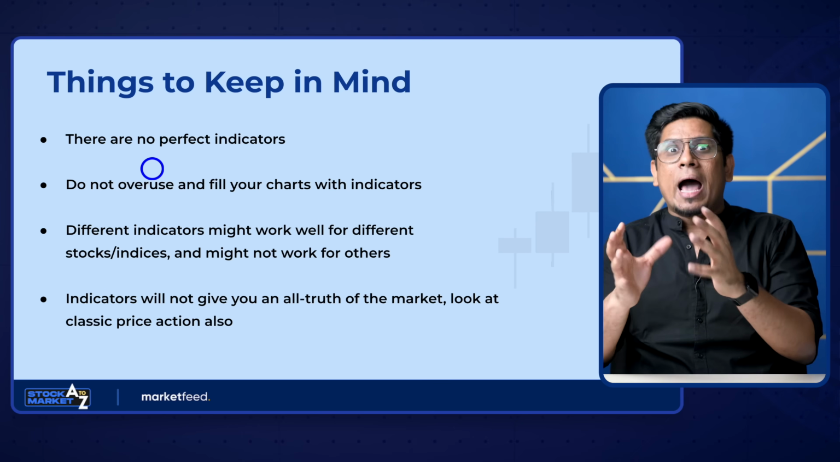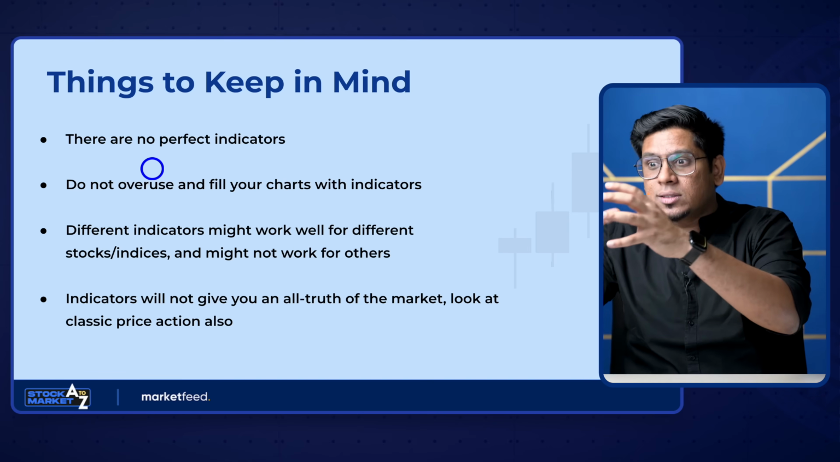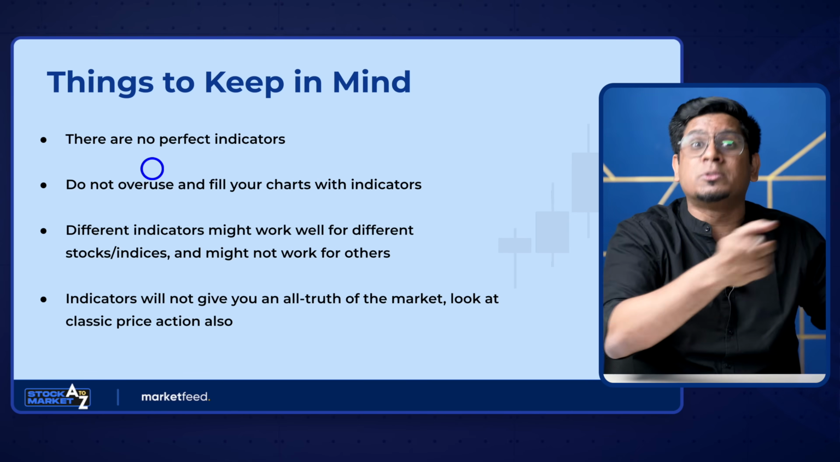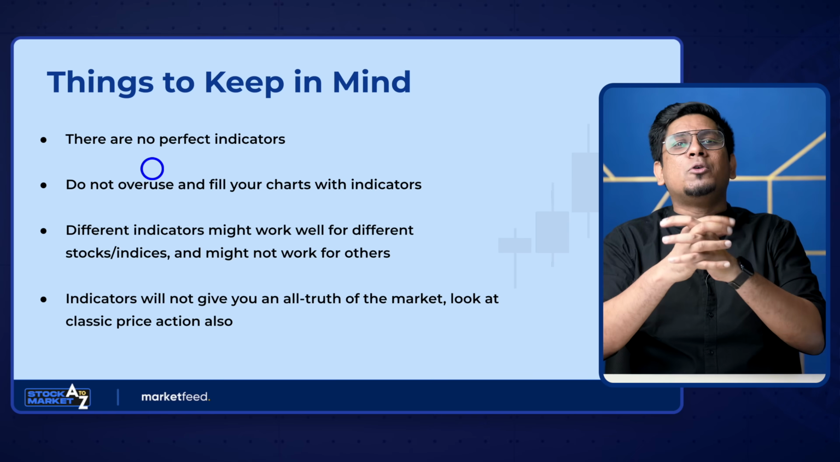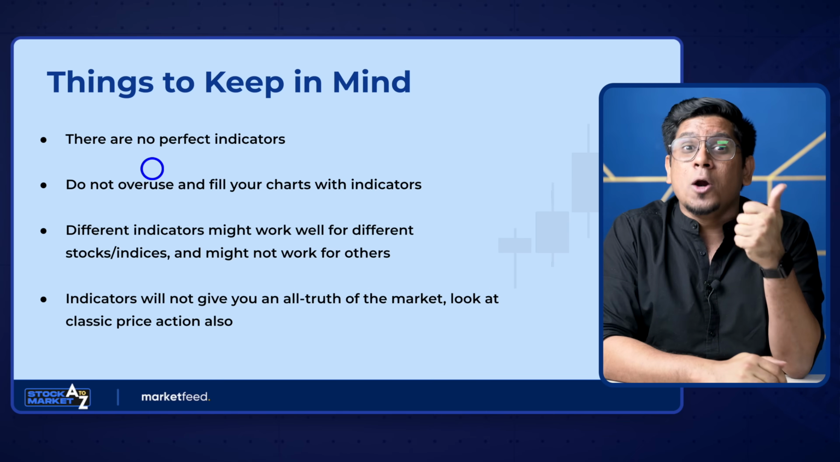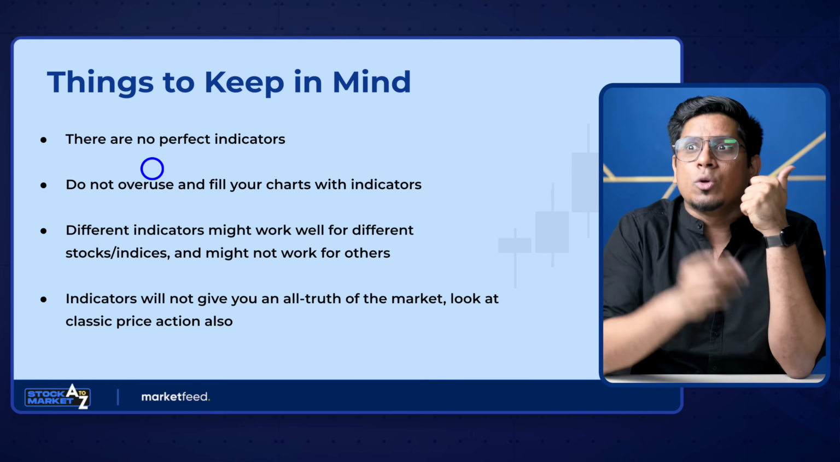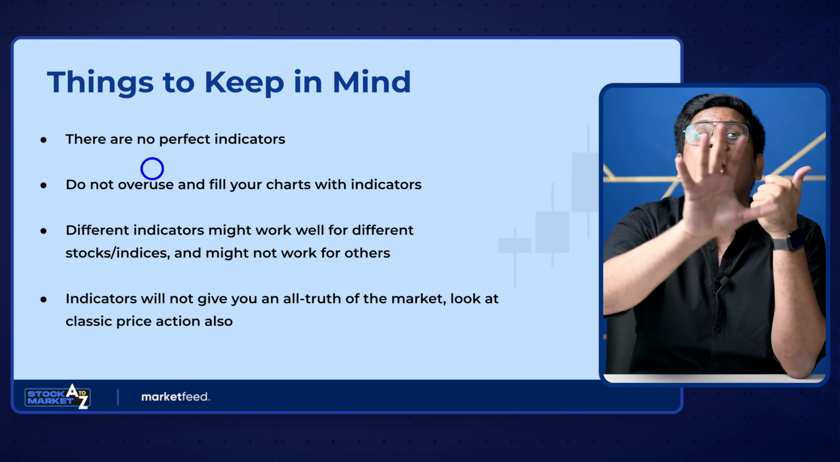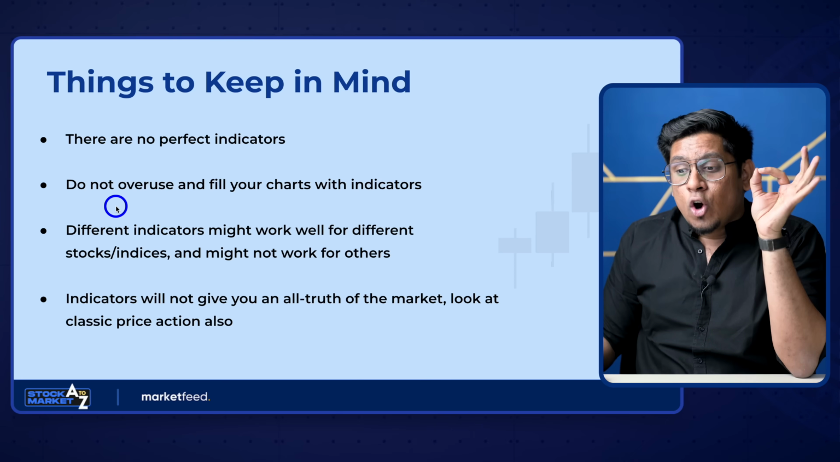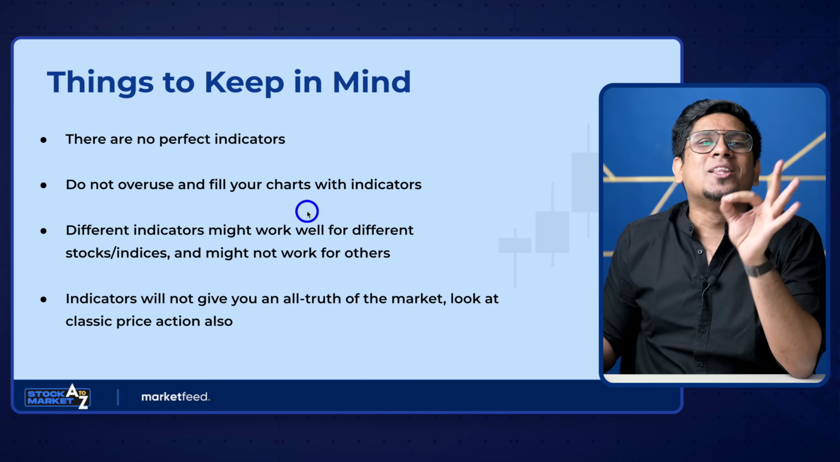As I said in the introduction, you have to club together some technical indicators which work for you with some price action concepts which work for you, and that is when you'll become an amazing trader. So don't blindly trade with just one or a few technical indicators that you think would work. Don't do that. The second point is, do not overuse and fill your chart with indicators.